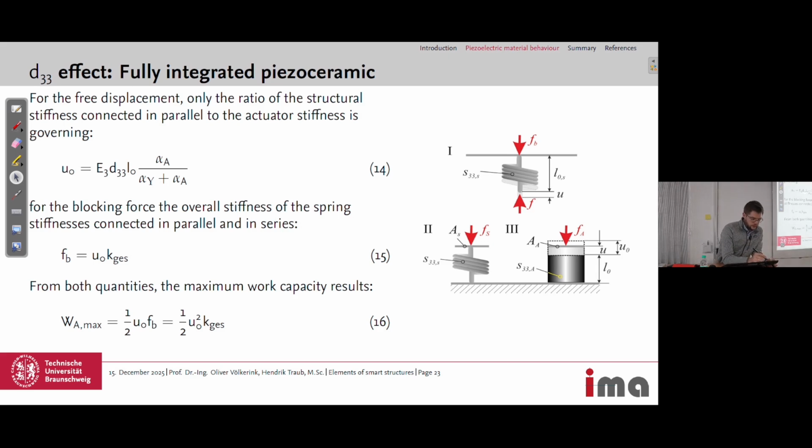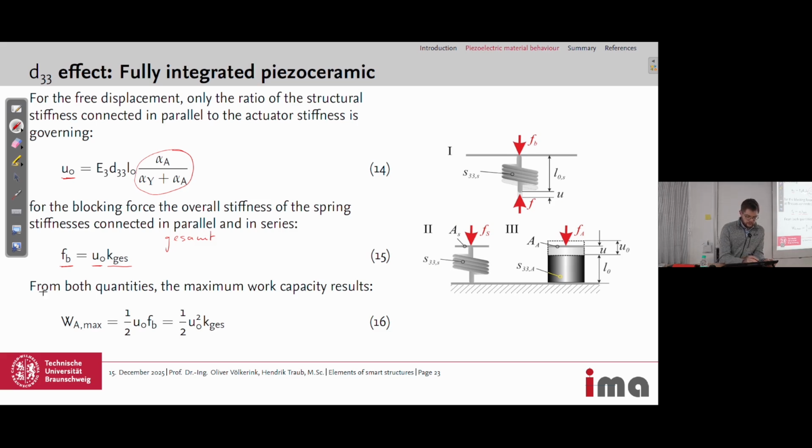And now we can express the free displacement with these ratios, and can also have a new equation for the blocking force FB, which is then U0 times the overall stiffness of the springs in parallel and in series. So here's GES, written for, in German, Gesamt, so overall or all stiffnesses.